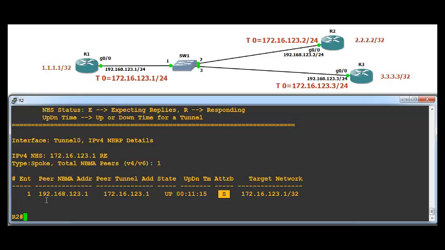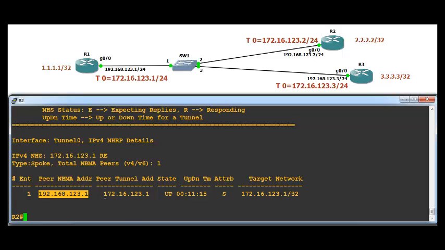Why am I not seeing R3? You are not seeing R3 because you didn't try pinging R3. Only when you try pinging R3, R2 will go to the hub and say, "Hub, you are my everything. Please provide me the information to reach R3."